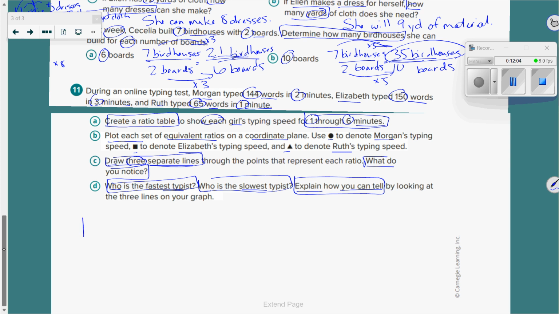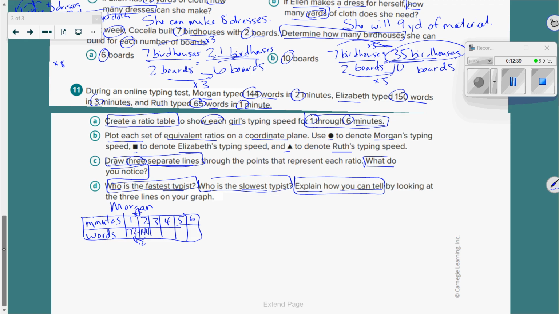So my first table, what is it I'm comparing? The number of minutes and how many words they do, correct? Yes. And they told me I need to do 1 through 6. 1, 2, 3, 4, 5, 6. So our first typist is Morgan, so we'll label the table for her. She did 144 at 2, so I know 144 goes here. How do I go back to 1? Divide by 2. So I'm going to divide it by 2, and I get 72.